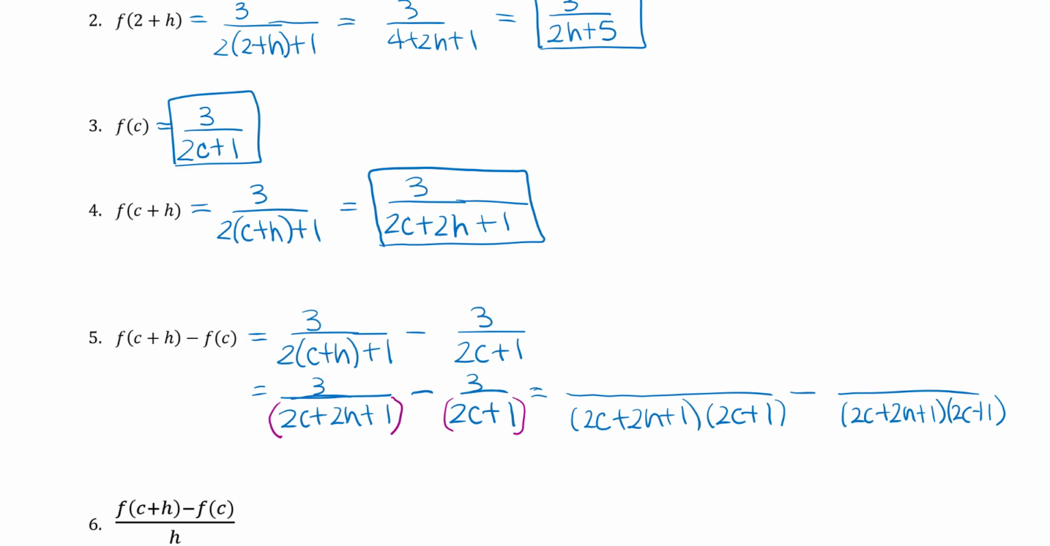Okay, so this first fraction, I'm going to have to multiply by a 2c plus 1 on numerator and denominator. The 2c plus 1 on the denominator to get the right common denominator, and then 2c plus 1 on the numerator to balance what I'm doing here so that I'm really multiplying by a form of 1. All right, and then on the second fraction, I'm going to need to multiply by a factor of 2c plus 2h plus 1 on the denominator to get the right common denominator, and so then I will need to multiply by that same factor on the numerator.